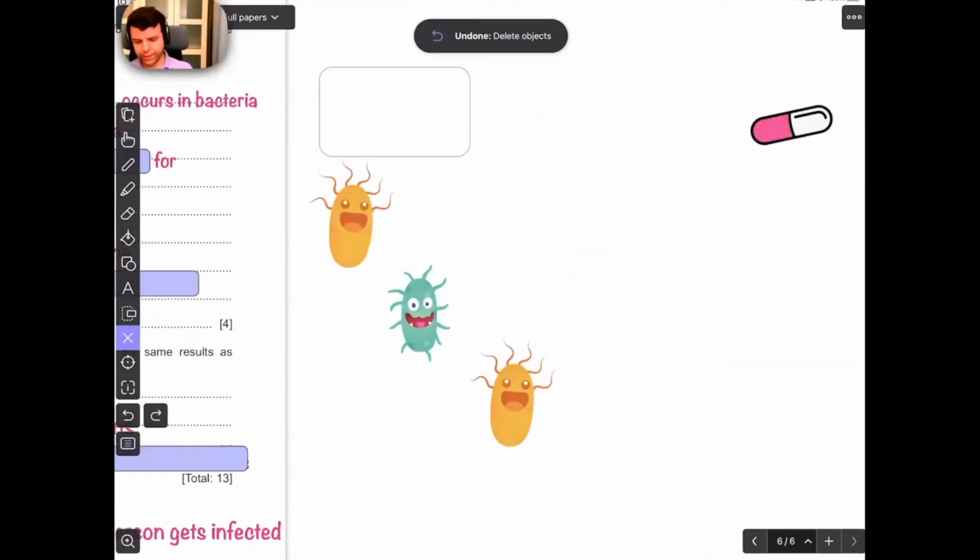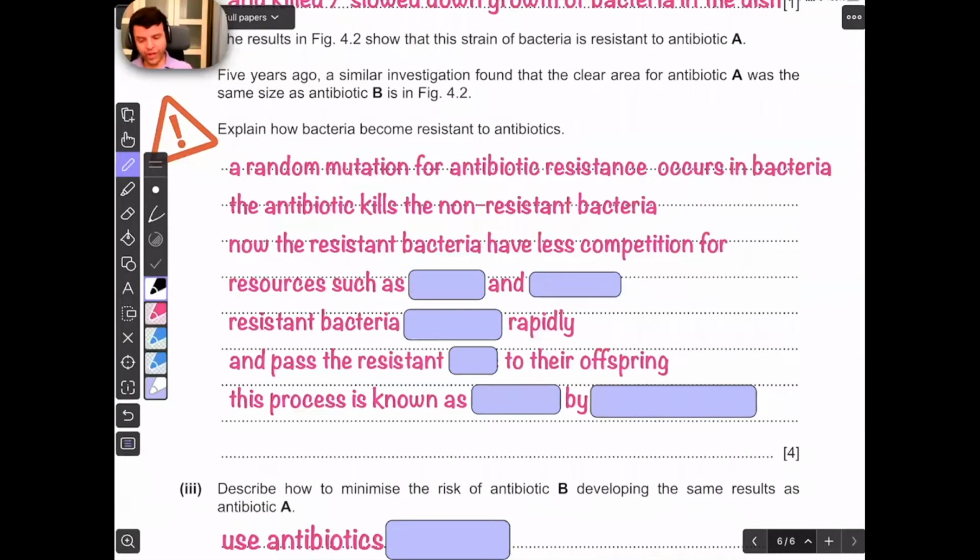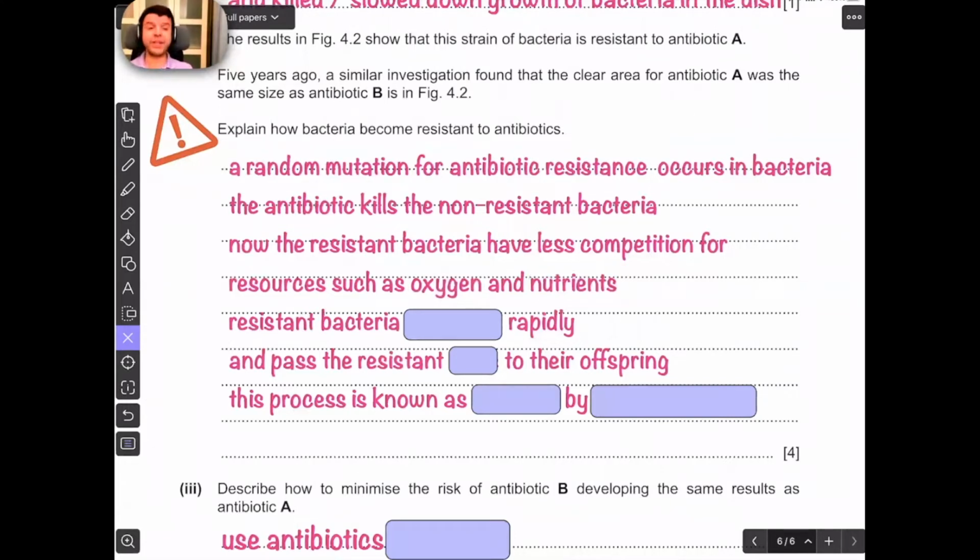Okay? So once again, the antibiotic kills the non-resistant bacteria. Now the resistant bacteria have less competition. We made it easy for the resistant bacteria to increase in number by applying the antibiotic. What resources would they have? They would have more space, more oxygen, more nutrients. And the resistant bacteria start to reproduce rapidly. As they reproduce, they're going to pass that resistance to the next generation. All right. So their offspring receive the allele for resistance.